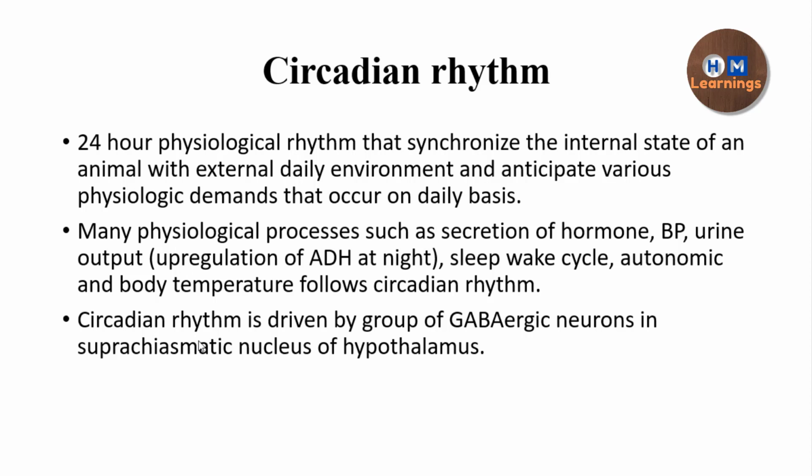rhythm is. Okay, so circadian rhythm is a 24-hour physiological rhythm that synchronizes the internal state of an animal with the external daily environment and anticipates various physiological demands that occur on a daily basis. So basically in the external environment we have 24 hours a day. So how are our internal structures, the internal physiological processes which are happening, going to sync with the external environment?